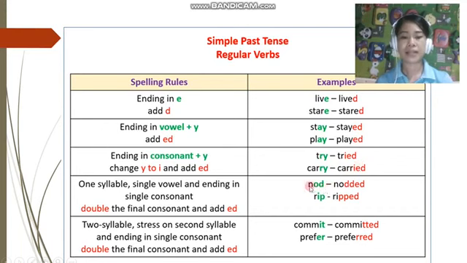Okay, another rule is that if the verb has the form of CVC, what is CVC? C here refers to consonant, V to vowel, and then consonant again. When we have CVC like this, you have to double the final consonant and then add ED. Take N, O, D: N is a consonant, O is a vowel, and D is a consonant. C, V, C. When we have the form like that, you have to double letter D and add ED. One more, rip: just double letter P and then add ED.